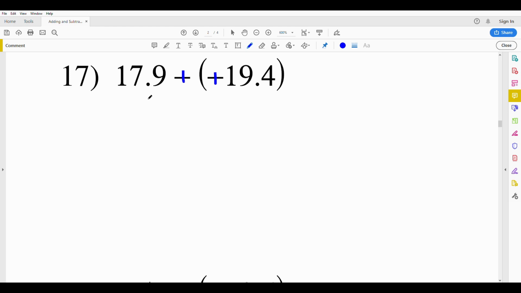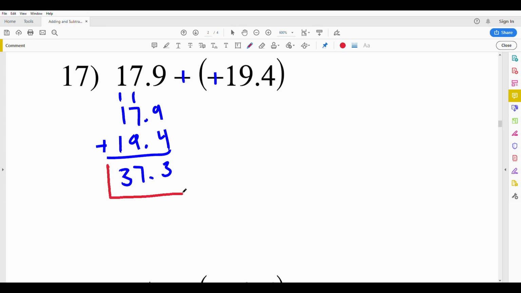So 17.9 plus 19.4, 9/10 plus 4/10 is 1 3/10, so carrying my 1. 9 plus 7 is 16, plus 1 is going to be 17, so carrying my 1 over into my tens place. 1 plus 1 plus 1 is 3. So 37 3/10 is my solution in number 17.